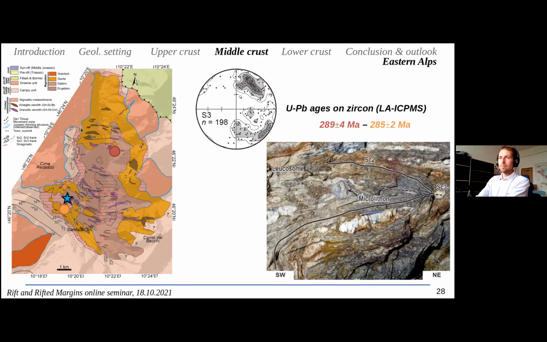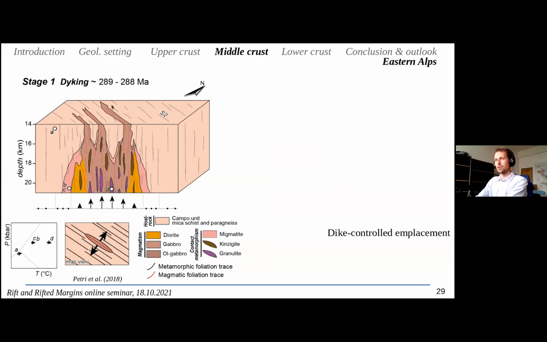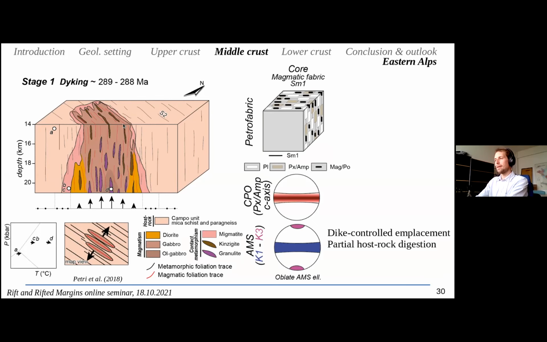And that's the fabric of the center of the pluton. And then in the rim, we have a new fabric that is rimming completely the intrusion. That is dated at approximately 385 million years, whereas in the center we have a bit much older ages of 289 million years. And this indicates that we have a sequential growth of the intrusion with dikes that were emplaced in the first stage, with dike-controlled emplacement that creates the sheets also that we can see in the field.